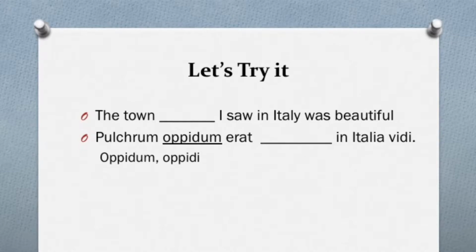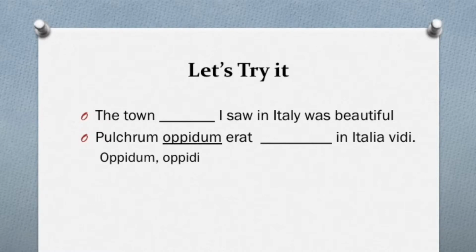Remember that to determine the correct form of the relative pronoun, whether we're looking at English or Latin, we need to know what the antecedent is of the relative pronoun. The sentence in English says, the town, who, whom, which, or whose I saw in Italy was beautiful. What is the antecedent of the relative pronoun? Of course, it's town. Town is singular, and the Latin word for town, as well as in English, is neuter. So this means that my pronoun must be singular and neuter.